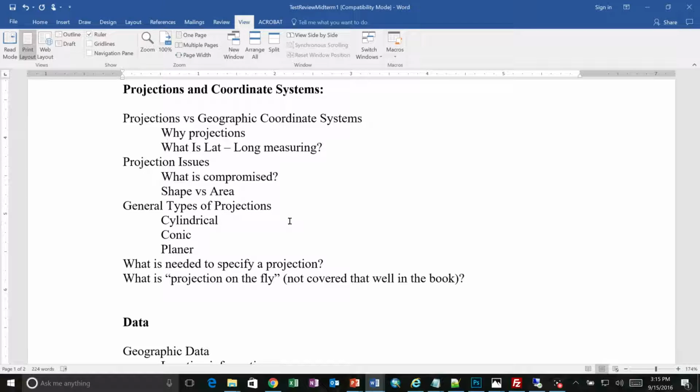You're right, it's not in the mathematical projection. So I don't even have any questions on the mathematical projection. So it's always cylindrical, conic, or planar.